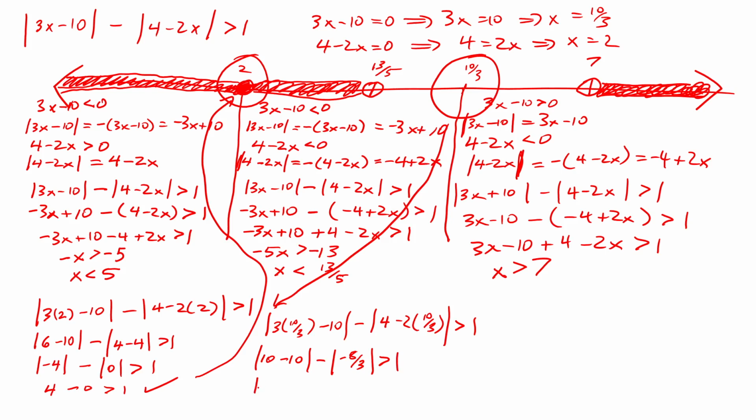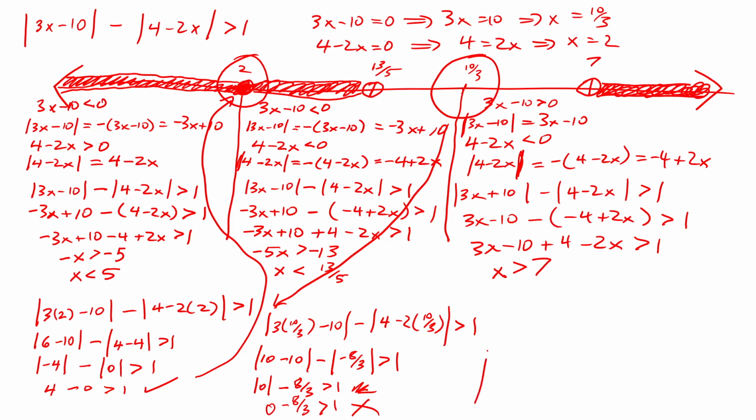Now, 10 minus 10 would be a 0. The absolute value of negative 8/3 is actually 8/3. So what we're testing is 0 minus 8/3, because the absolute value of 0 is 0. Is 0 minus 8/3 greater than 1? Well, clearly it's not. So we are not going to shade in that value of 10/3.